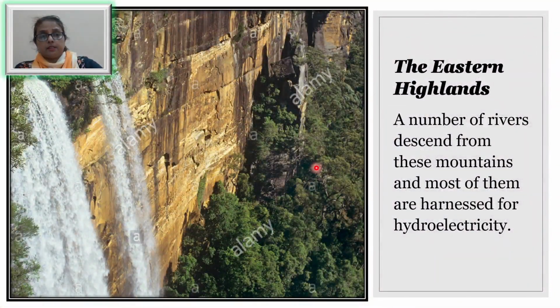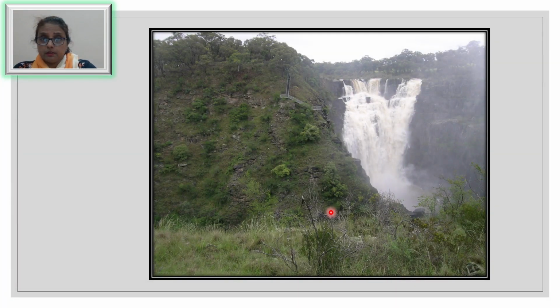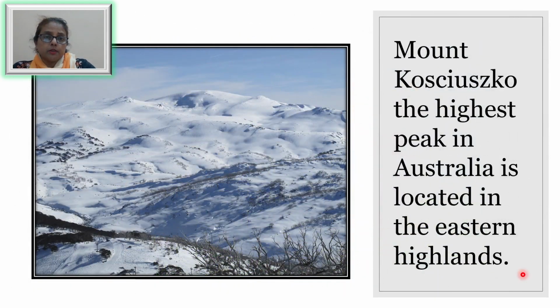Several rivers descend from these mountains, and most of them are harnessed for hydroelectricity, because most of these rivers are very short and swift. A few are very large and long rivers like the Murray and Darling. But there are several tributaries and rivers which are very short and swift, and they are very useful for harnessing hydroelectricity. Mount Kosciuszko is the highest peak in Australia, and it is located in the Eastern Highlands.